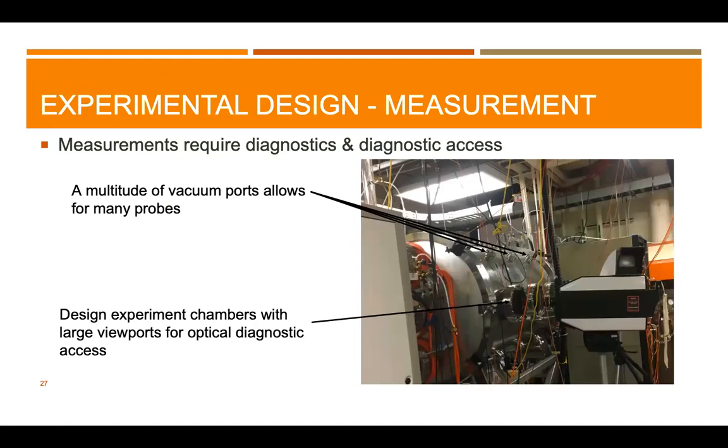So we do need to measure things. This means you're going to have to design your experiment with a lot of access. So on this small experiment chamber, we have 6 viewports, 8-inch viewports that allow us to capture a large solid angle of optical information, any kind of EM emission. We have a multitude, I think something on the order of 32 vacuum ports for inserting physical probes, like Langmuir probes, et cetera, et cetera.